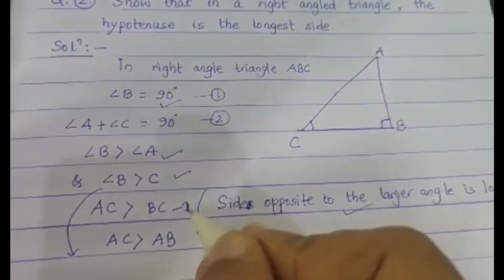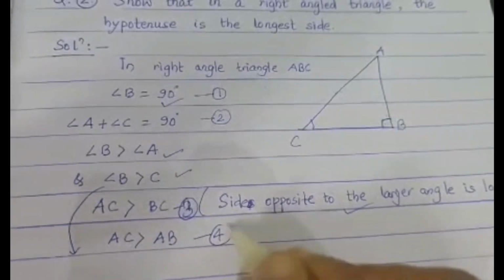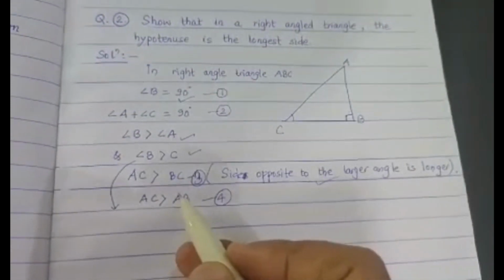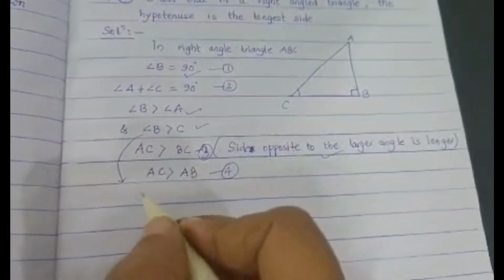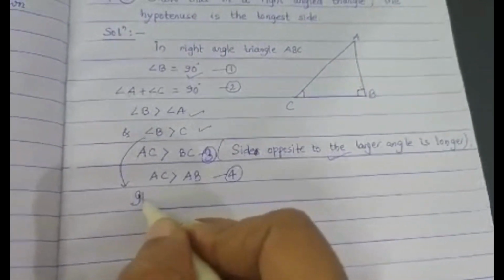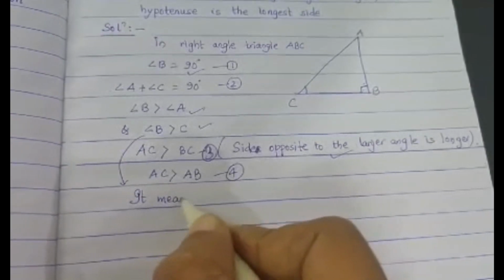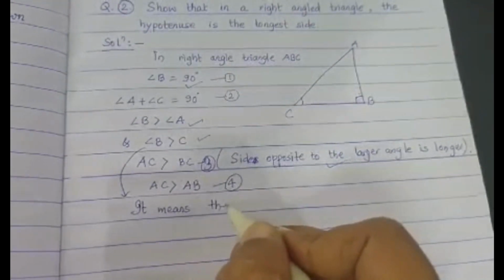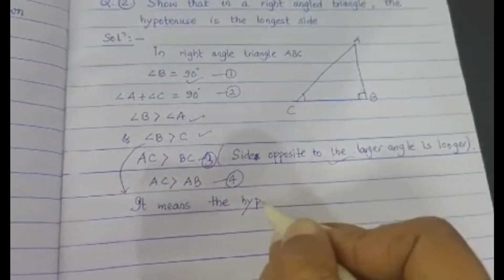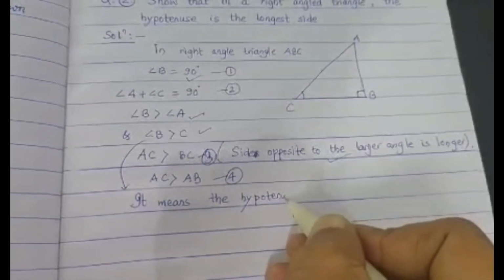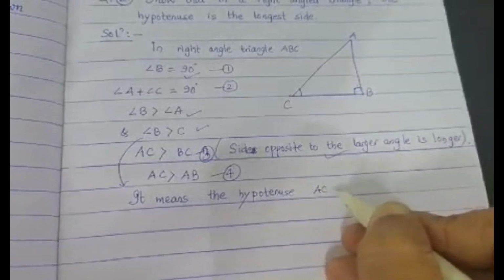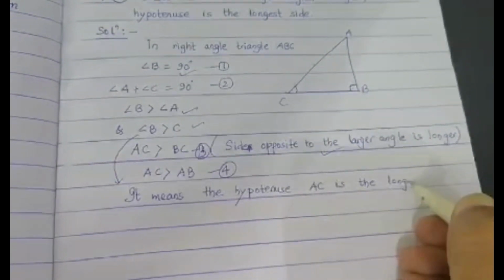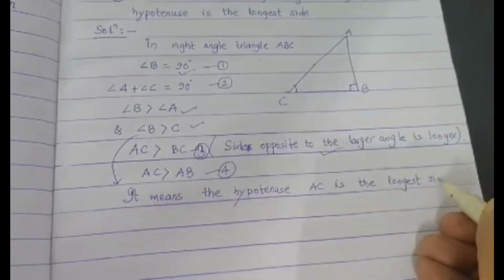So from this, let us take these 3 and 4. AC is greater than BC and AC is greater than AB. That means the hypotenuse is the longest side. It means the hypotenuse AC is the longest side. Proved.